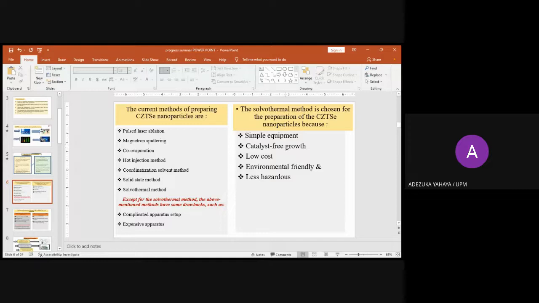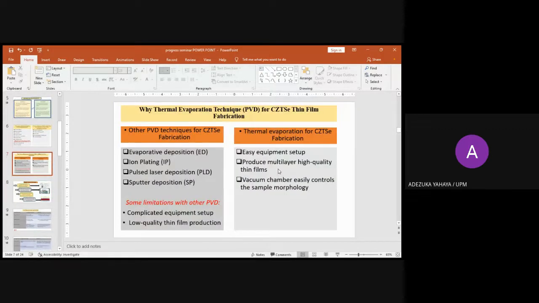The solvothermal method is chosen for the preparation of CZTSe nanoparticles because it is simple equipment, catalyst-free growth. It's low cost, environmentally friendly, and less hazardous. So then, why thermal evaporation technique for my material?